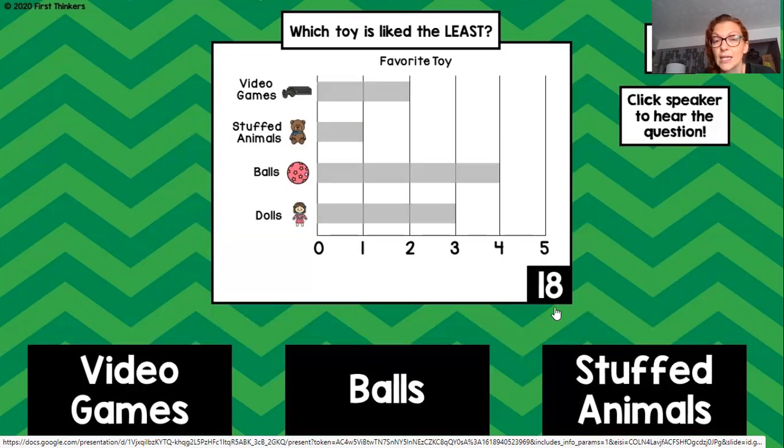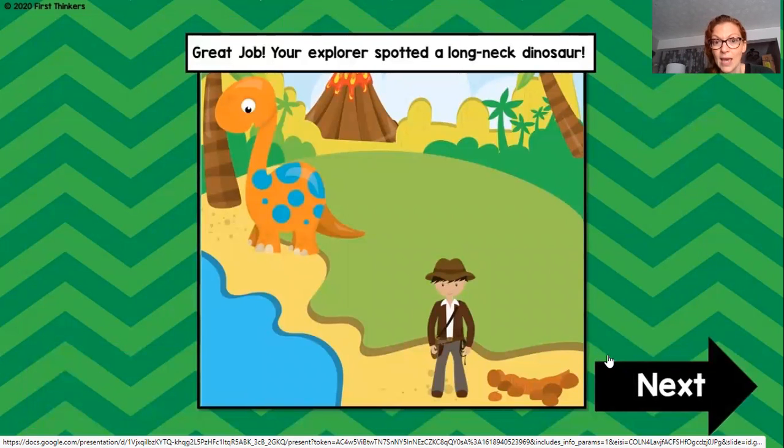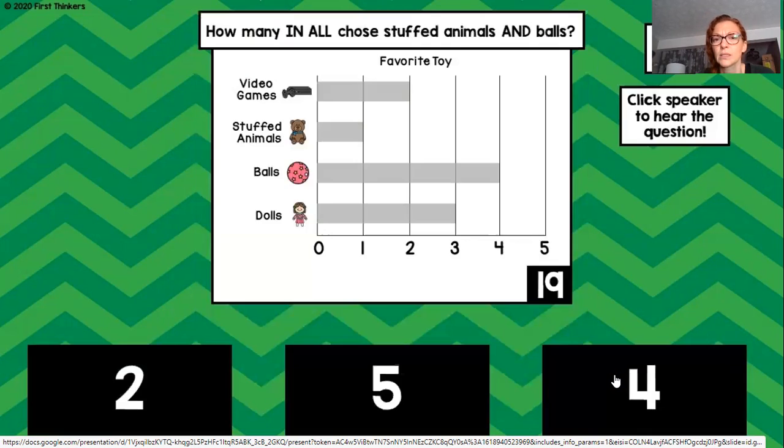Let's see. Let's look at each one. Video games has 2. Stuffed animals has 1. Balls has 4. And dolls have 3. So which one is the least? Stuffed animals, you are correct. Yay, great job. Your explorer spotted a long-necked dinosaur. Ooh, very cool. I think it's a Brachiosaurus.